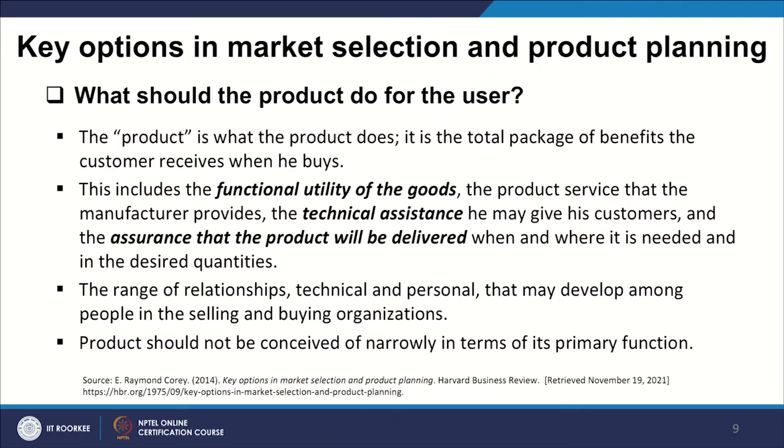When you say that the product is what the product does, the usage, this includes the functional utility of the goods, the product service that the manufacturer provides, the technical assistance he may give his customers, and the assurance that the product will be delivered when and where it is needed and in the desired quantities.